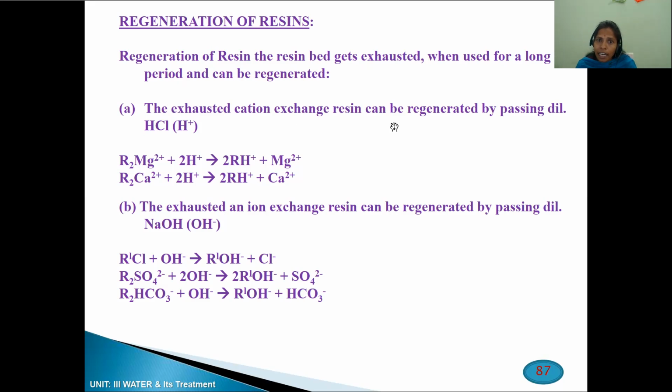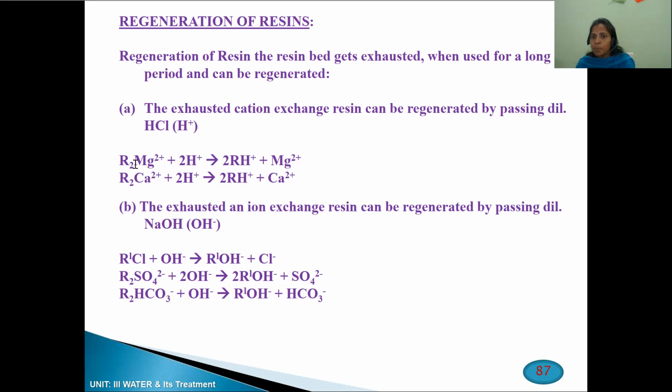The exhausted cation exchange resin can be regenerated by passing acid. The exhausted anion exchange resin can be regenerated by passing base. So which acid are we using here? Hydrochloric acid. Which base, which alkaline solution are we using here? NaOH. See here, we know that R2Ca and R2Mg is forming at the cation exchange resin. It will be treated with the acid. The acid is having the H plus.